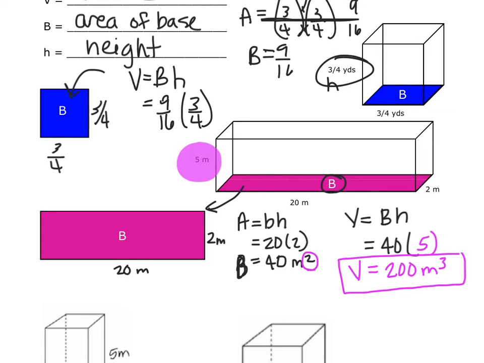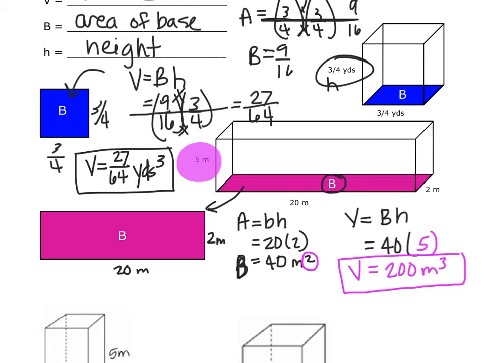times 3/4. And again, it's fractions. I'm going to just extend my line and multiply across. 9 times 3 is 27. And 16 times 4 is 64. All right, and fortunately for us, that can't be simplified. So we're going to have the volume equals 27/64 yards cubed.